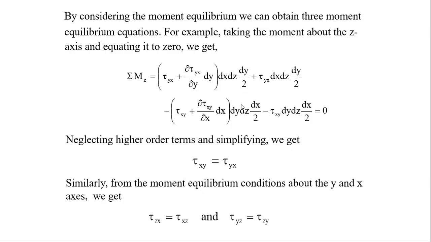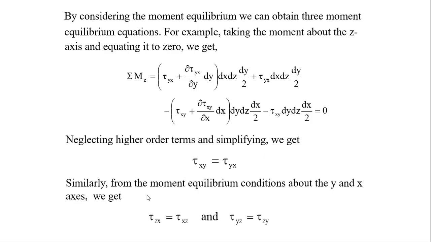If you simplify this equation, you get the final result tau yx is equal to tau xy. In this equation we neglect higher order terms. If you see here dy into dy, it becomes d square y. This is the higher order term, and we neglect those two. This term will become 0, similarly here this term will become 0, and finally we are left with tau yx and tau xy. Finally we get tau yx is equal to tau xy.